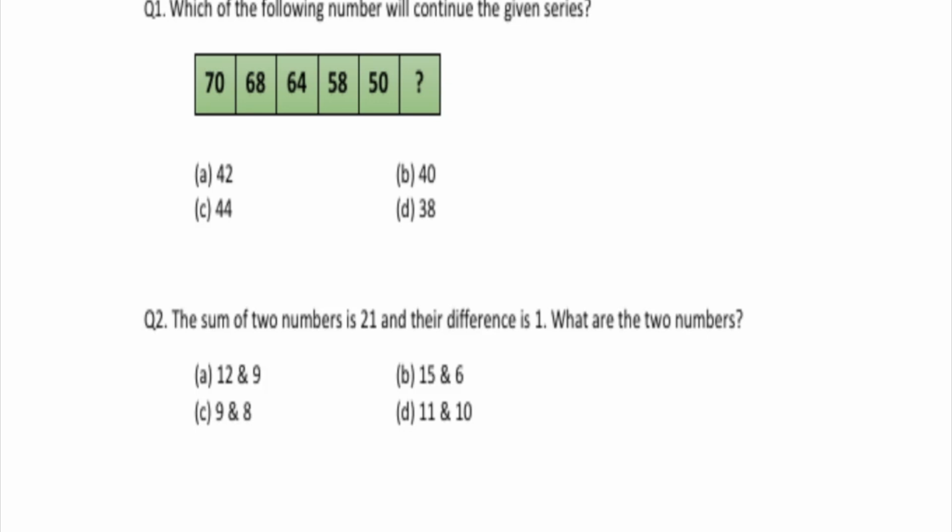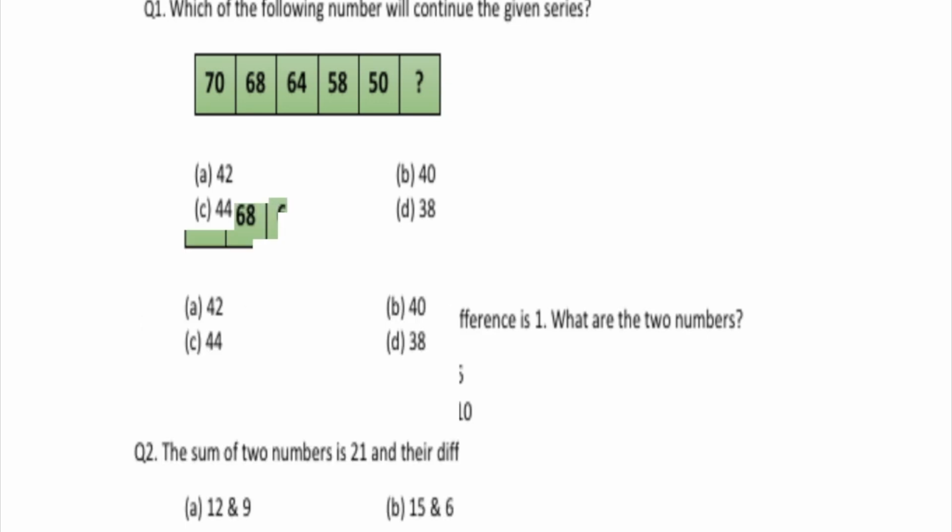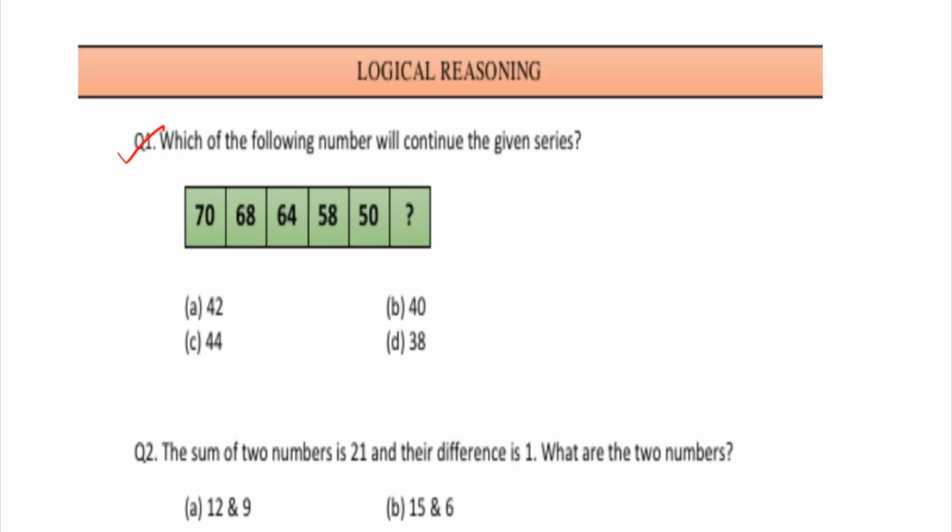First we'll see the logical reasoning questions, and let's start with question number 1. Which of the following numbers will continue the given series? As we can see, they have given us a series. The numbers are 70, 68, 64, 58, 50. So this is a question from patterns. As you all know, in the syllabus, this is a question from patterns. So let's see how we can solve it.